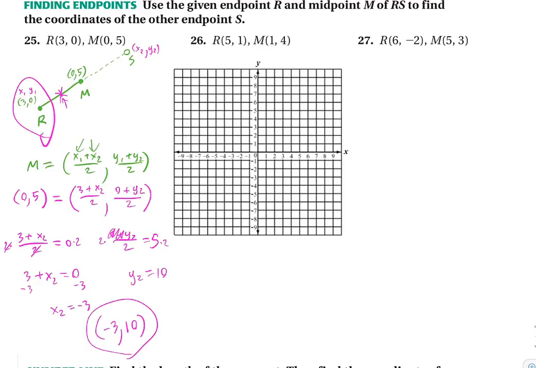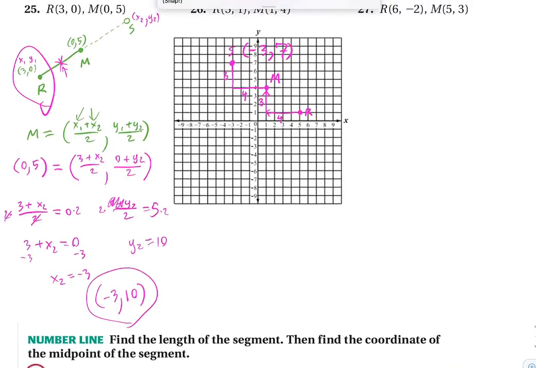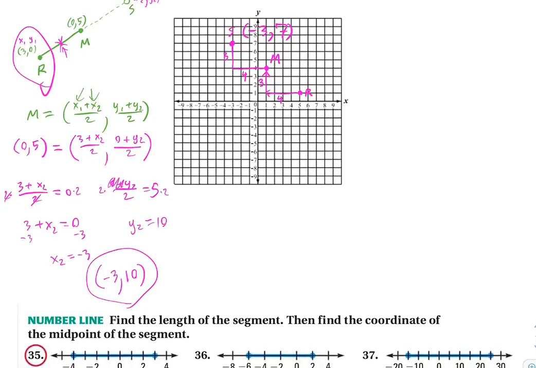I like to do things conceptually. So over here on 26, on a graph, I just say, if I start at 5, 1, here's my R, and I go to 1, 4, that's my M. I went over 1, 2, 3, 4, and I went up 1, 2, 3. That's halfway, so let's keep going. 1, 2, 3, 4. 1, 2, 3. My new point, S, is right here. I just complete that motion. I went halfway, so just do that again. And so S is negative 3, comma 7. Perfect. There we go. That was my answer.